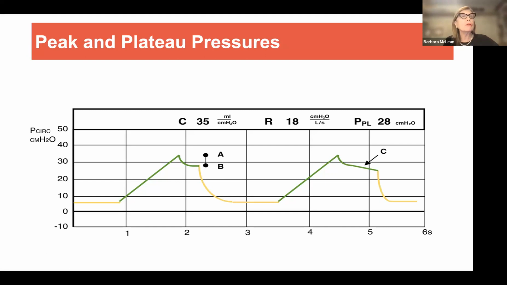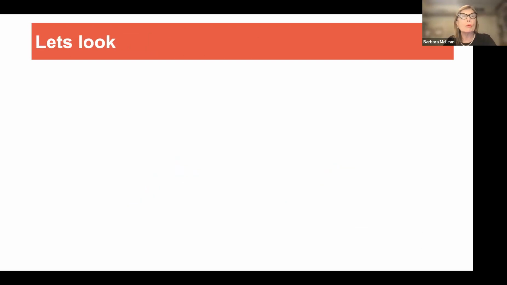Now, I have a patient who's on 80% FiO2 or 100% FiO2, and they have a low P to F. The next step is to measure a plateau pressure. So now let's look at that. Okay, we're going to look at that plateau pressure. So again, I'm going to stop sharing. I'm going to reshare my simulation screen.